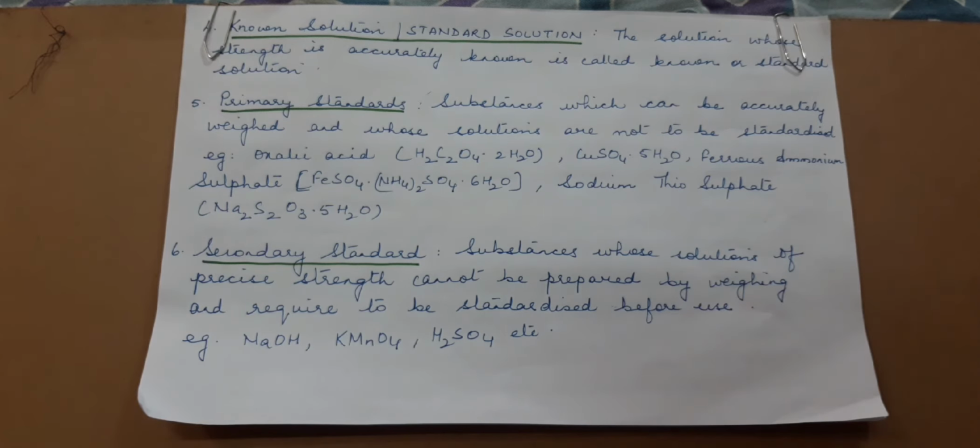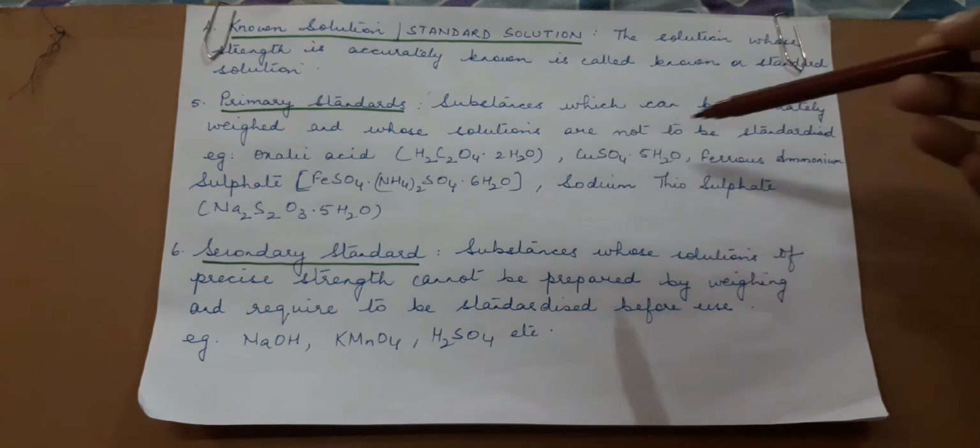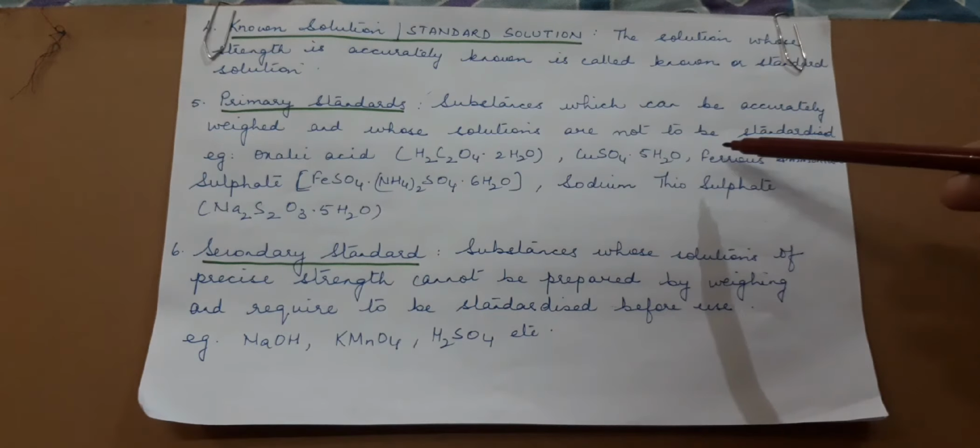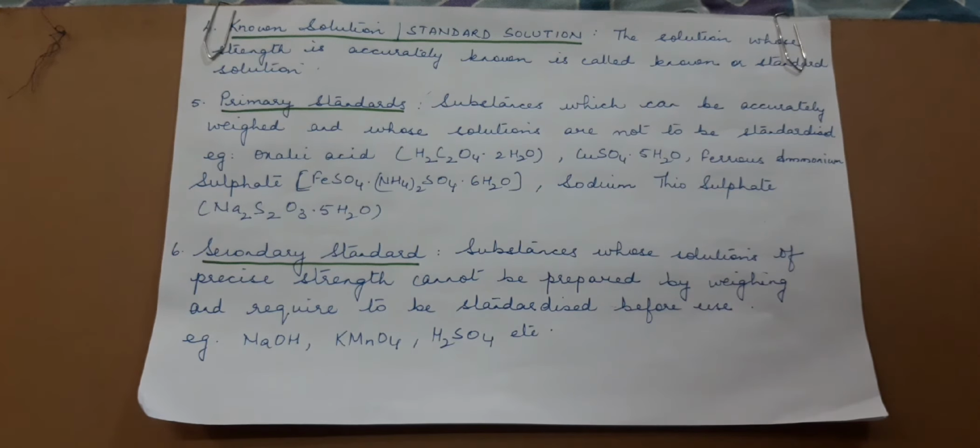So primary standards are those substances which can be accurately weighed and whose solutions do not have to be standardized. We don't have to use a process of titration to make the strength known. To standardize means to make it known. They can easily be weighed simply on a balance. That's a primary standard. Now, secondary standards.